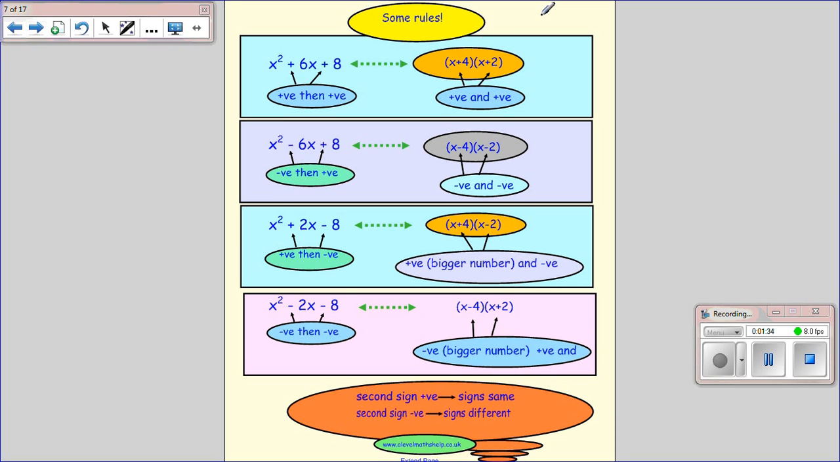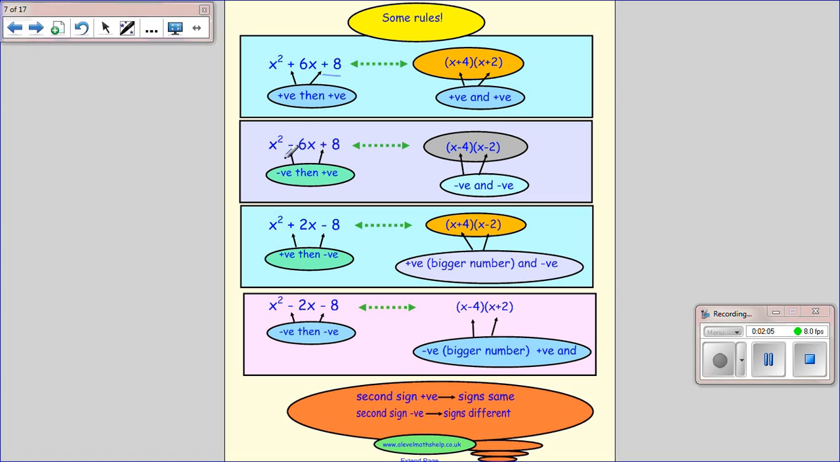Now there are some rules, just to help you get faster at these. You don't really have to learn them, but sometimes they help people. So if we have a plus and a plus, so positive 6x and plus 8, we then have inside our brackets plus 4, well, positive and a positive. The reason for that is if you do 4 times 2, you get plus 8, and plus 4 plus 2 gives me plus 6.